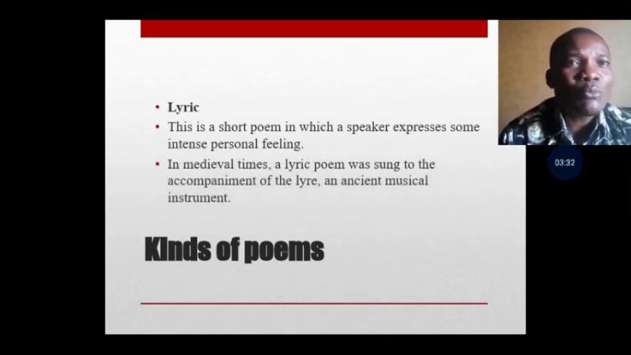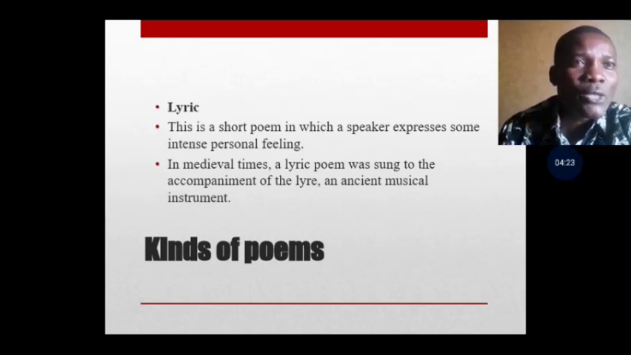In medieval times, a lyrical poem was sung to the accompaniment of the lyre, an ancient musical instrument. So back then, a lyrical poem must be sung with the accompaniment of a lyre. The poet sings as he plays the instrument. One thing is sure, know that this is a poem that expresses personal loneliness. Good examples are visible in the songs of Celine Dion, who most times talks about intense personal feeling, love, unreciprocated love, loneliness, and what have you. So that is what a lyrical poem is.